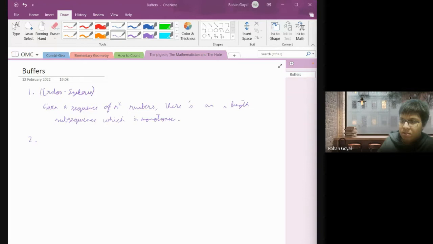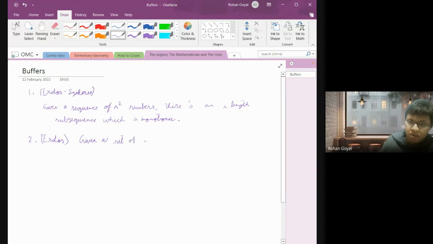Okay, then there's this result of Erdős. This is quite tricky. Given a set of n real numbers.